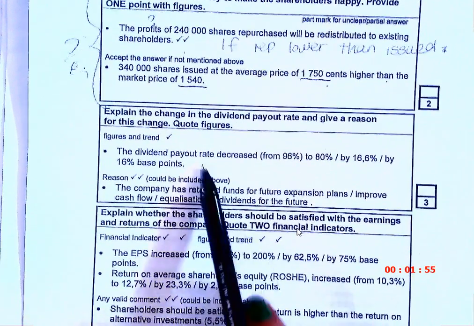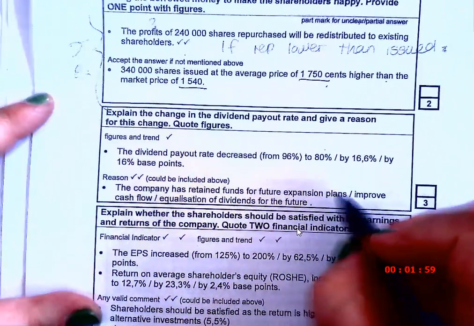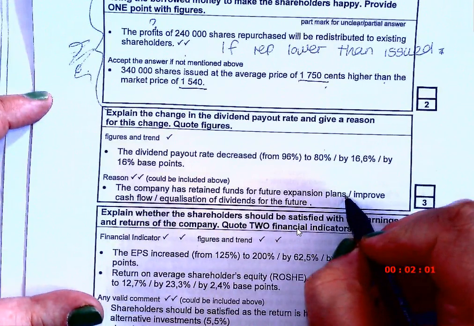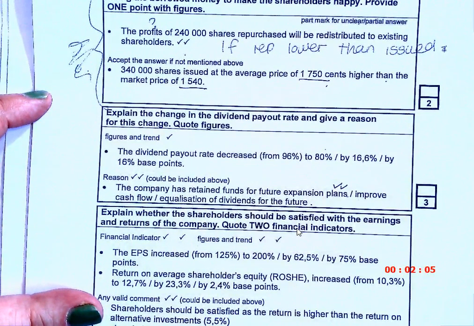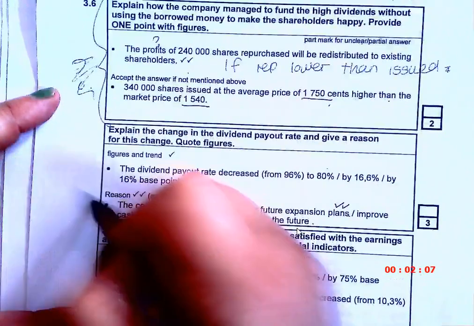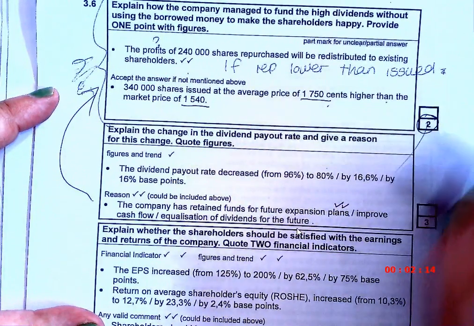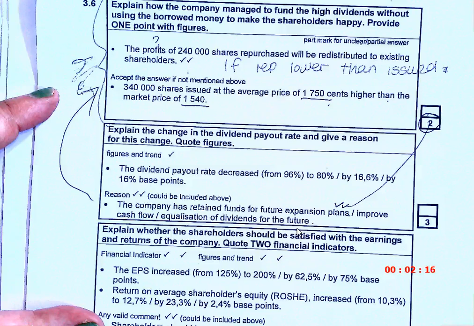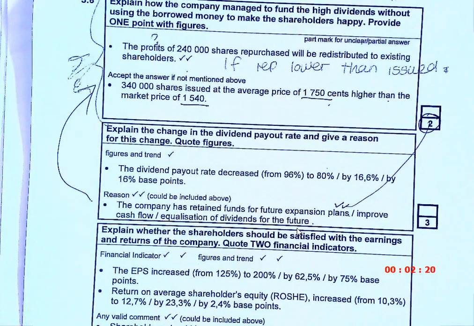So the trend is just one tick, but look here, the company has retained funds for future expansion plans. Can you see that's 2 ticks? And all of you know that. So forget about this one where you and your teacher have no clue what to do, which is only 2 marks. Can you see here you can get 2 marks without even thinking? Okay. Never get stuck on the stuff you don't know.